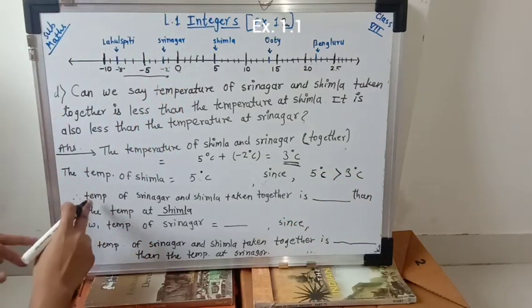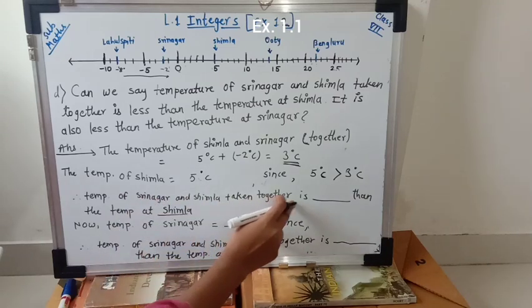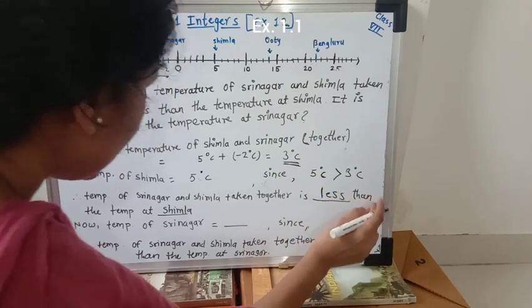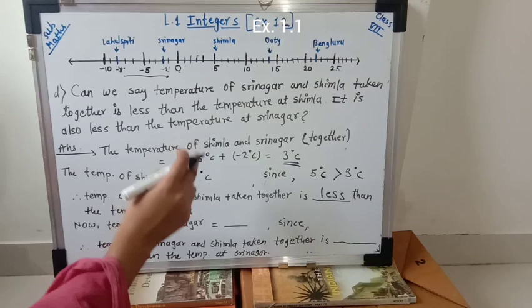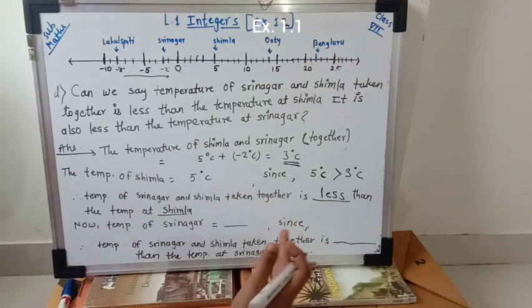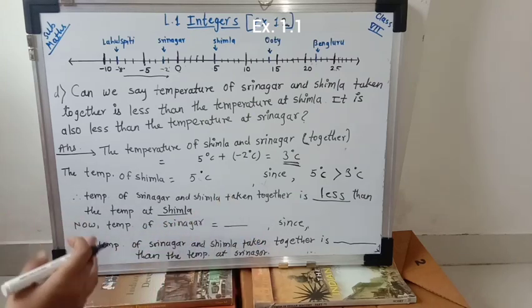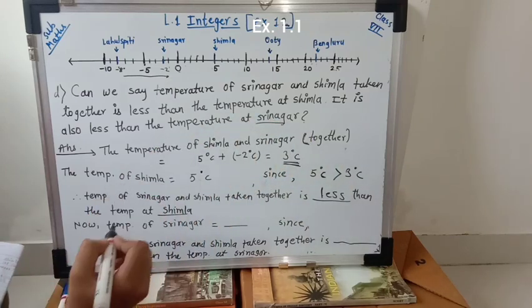So we can say the temperature of Srinagar and Shimla taken together is less than the temperature at Shimla, because here the temperature of Shimla is more than the temperature where we add the temperature of both the places. Okay, now let's see if this temperature is less than the Srinagar temperature.